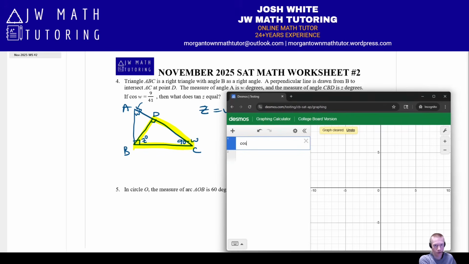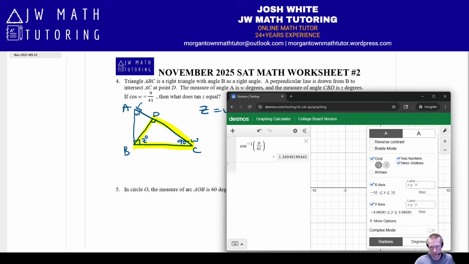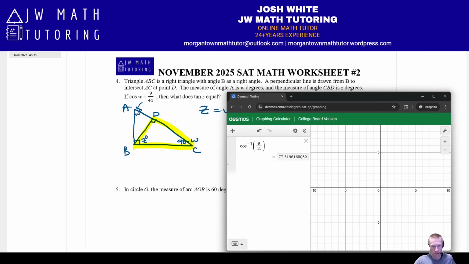So I'm going to start off with cosine inverse of 9 over 41. Now, this is obviously not correct because standard cosine function is not greater than 1. Or no, we're talking about angle measures, so never mind. But it's still wrong because it's not in degree mode. There we go. Let's let this equal W to store the exact value. So W is 77.3196 whatever degrees.